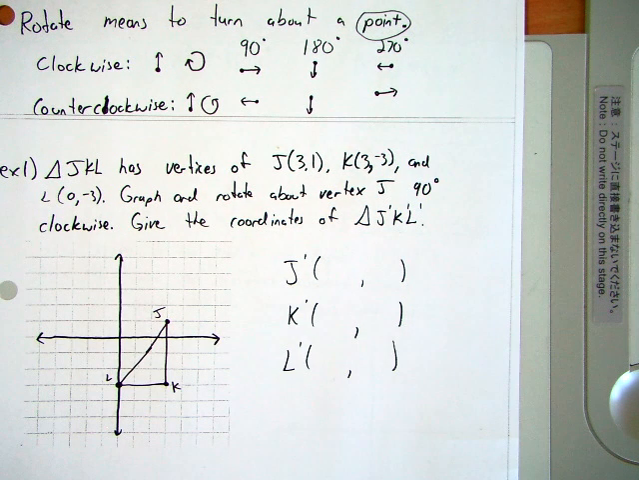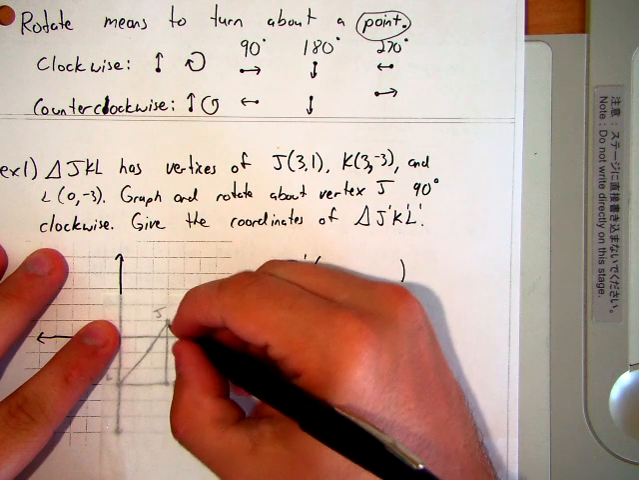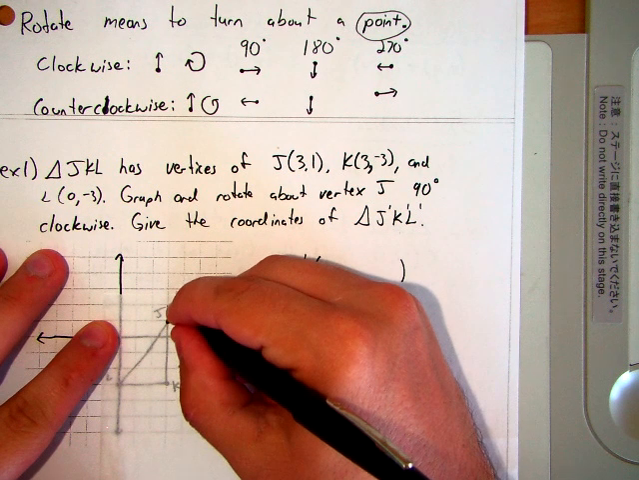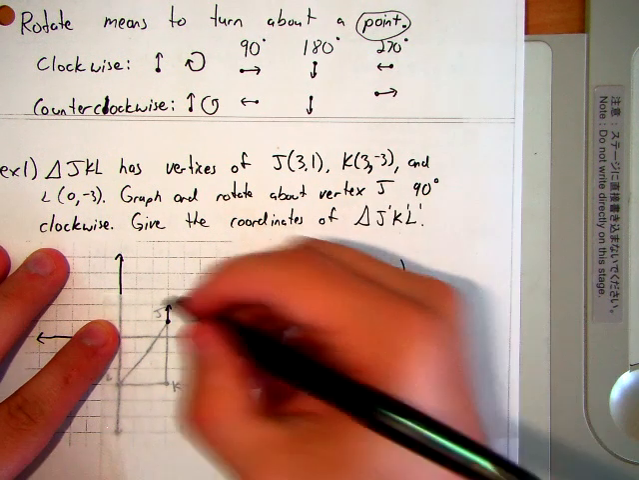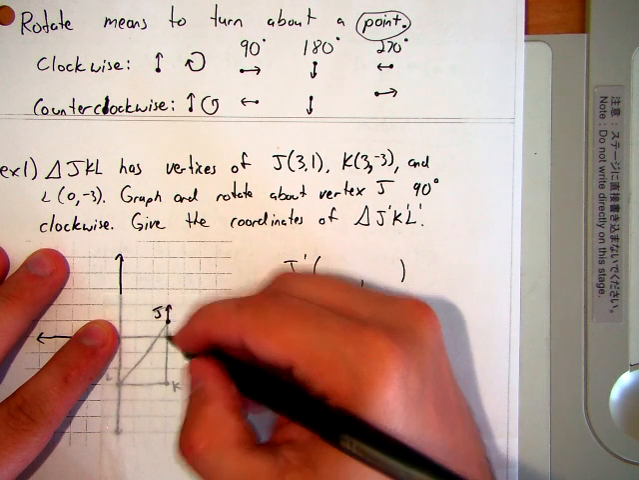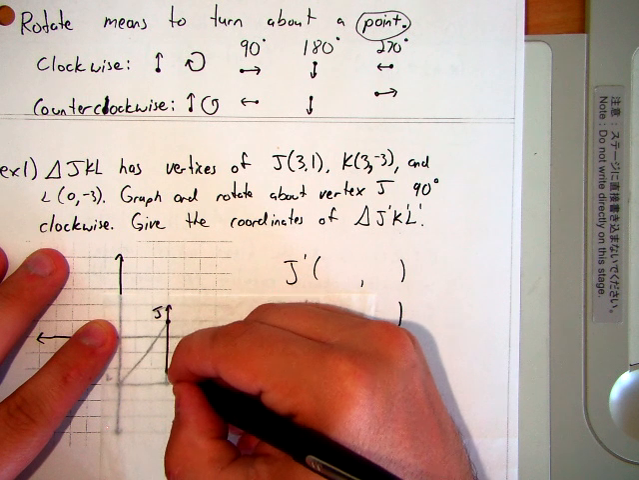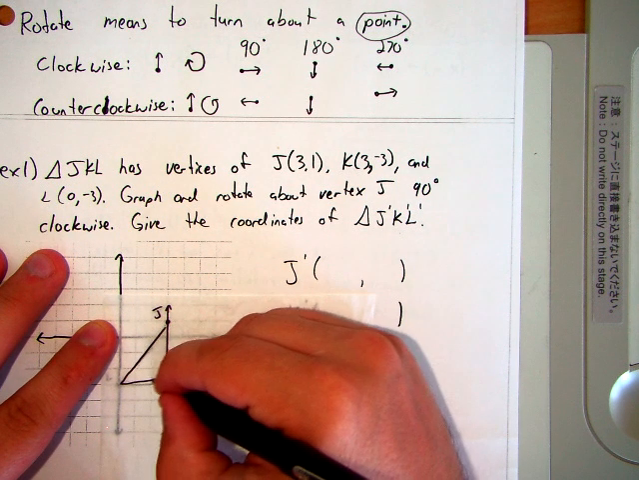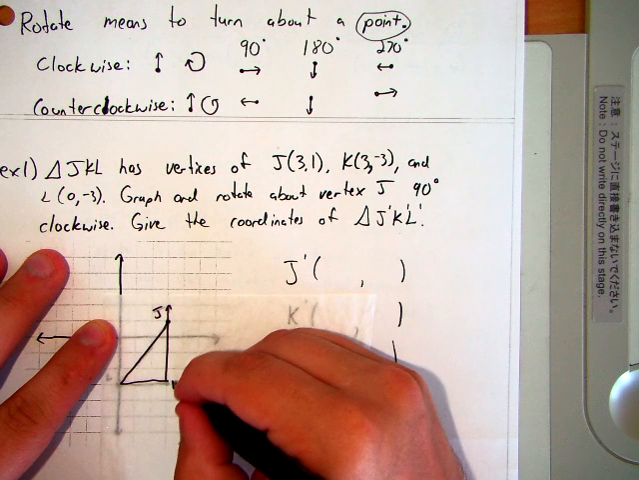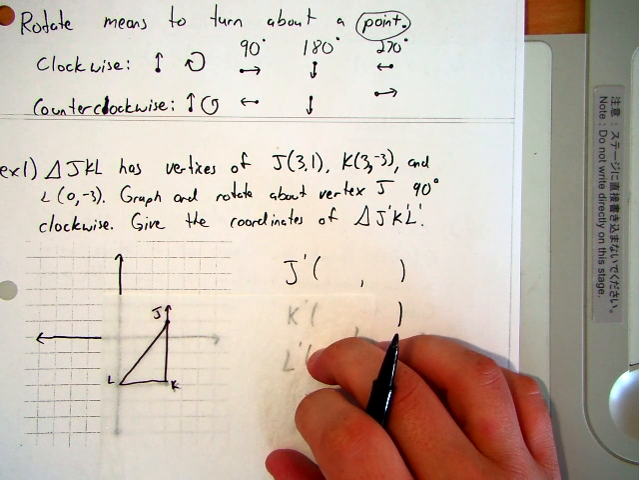Now, when I use my tracing paper, I'm going to be careful because I don't have much of it. But because we're rotating about the vertex J, J is right here, which means I'm going to draw an arrow pointing up from that point. I'm going to trace the rest of the triangle. And I want to label each vertex here as well, so when I do the rotation, I know where they need to go.